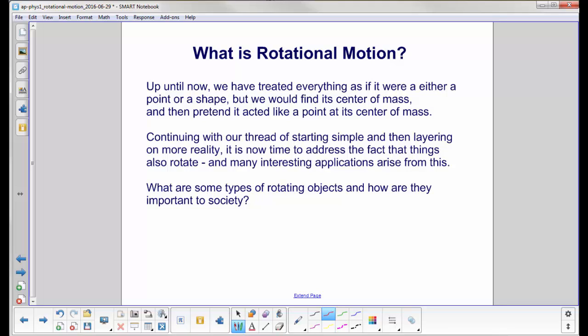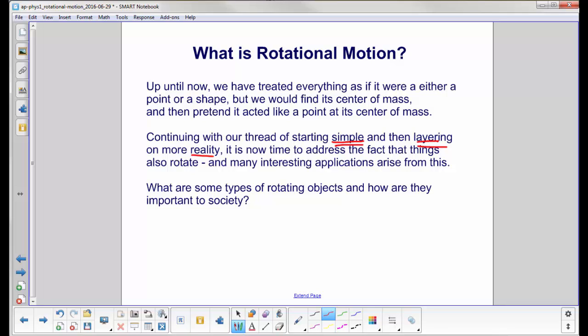So we're going to continue with our thread of starting simple. This is basically what we do in physics at this level, and actually at every level. You start simple, and then we keep layering on more reality until eventually you get to a much better description of the universe. So we're going to address the fact that things rotate, and many interesting applications arise from this.